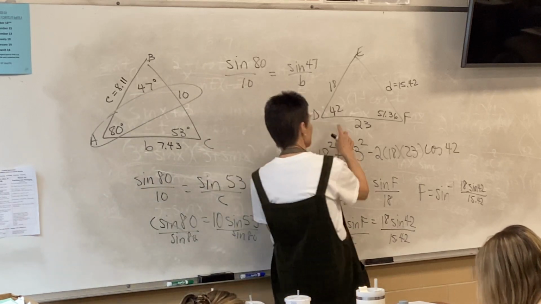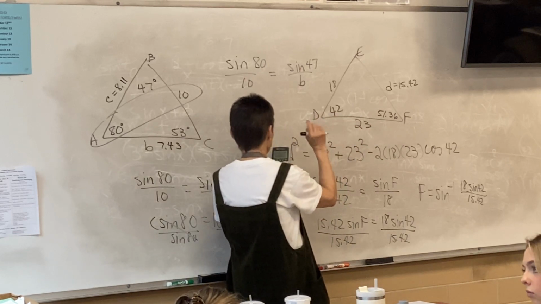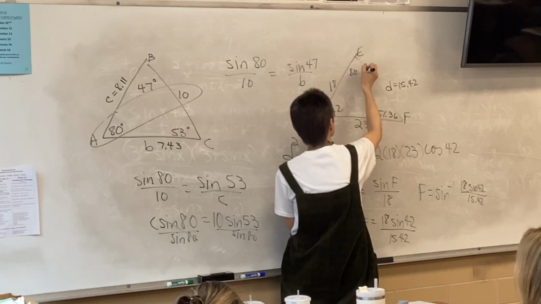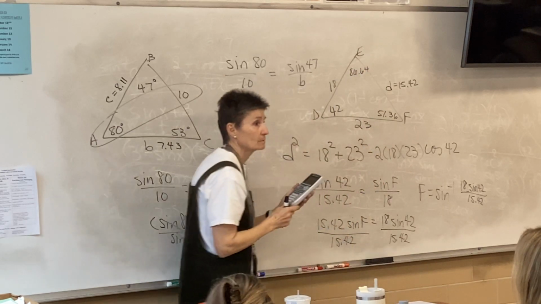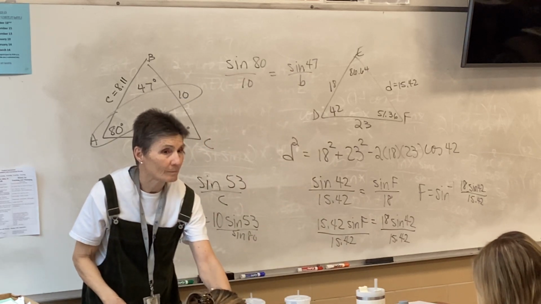And once you know two angles, then we're back to Easyville. We'll just subtract from 180. I got 86.64. Match you.